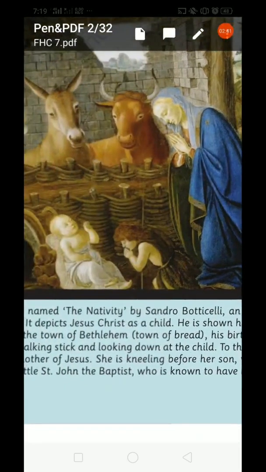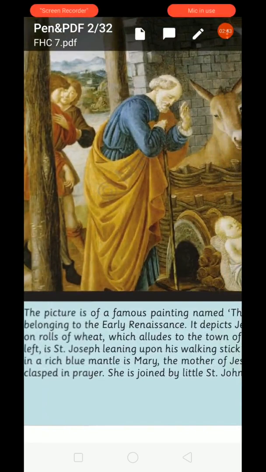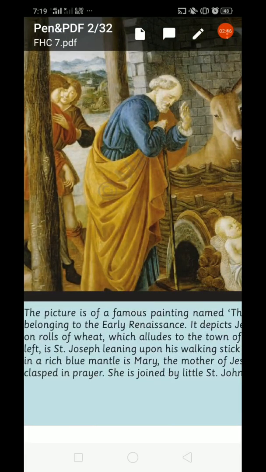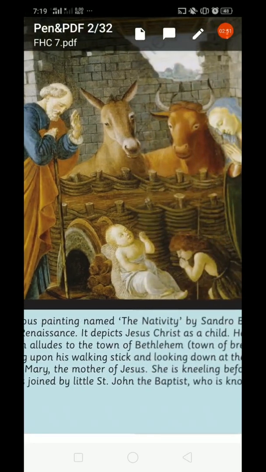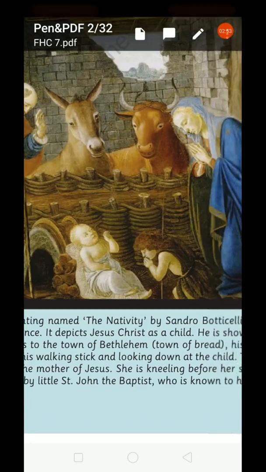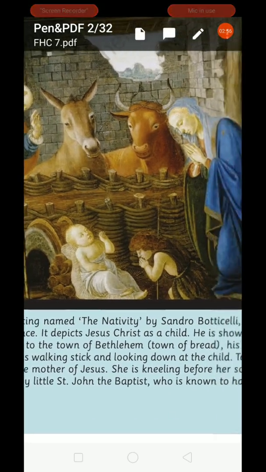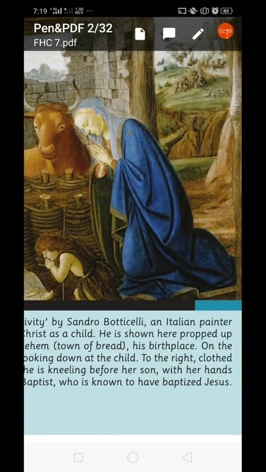With her hands clasped in prayer, joining her hands and doing prayer. She is joined by little Saint John the Baptist. Baptist, the person who gives a name to the newborn baby, who is known to have baptized Jesus. That is called a baptist.